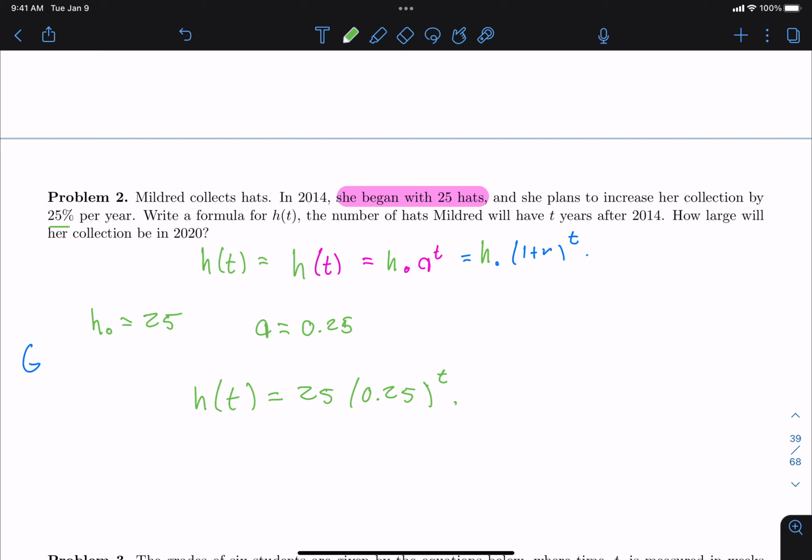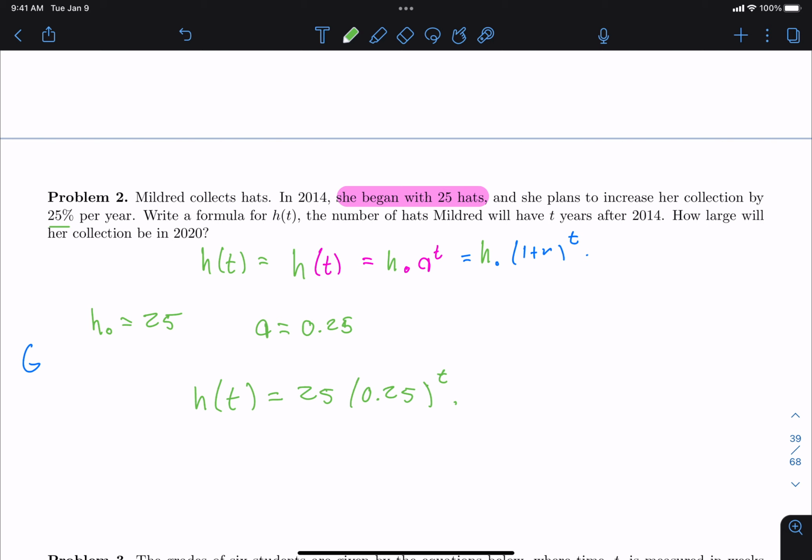Totally easy to make, especially the first time you see these types of things. But the way that you can check yourself in your mind is to look at that and think about what's going to happen as T goes up. T goes like 1, 2, 3, 4, 5. We're successively multiplying by 1/4. So after a year, we're going to have 1/4 as many hats as we started with. After 2 years, we're going to have 1/16 as many hats. Just run through these basic checks and you'll realize that this can't possibly be our equation.